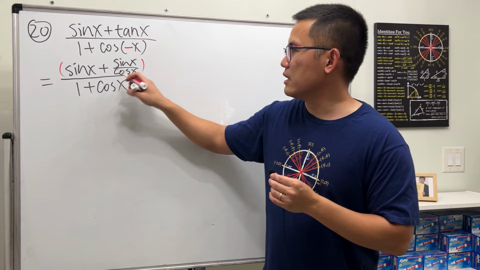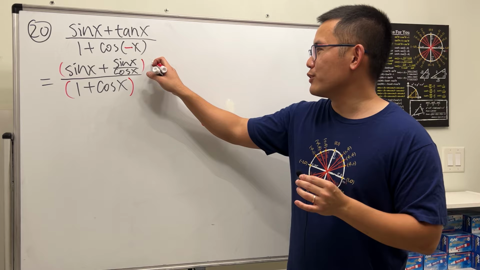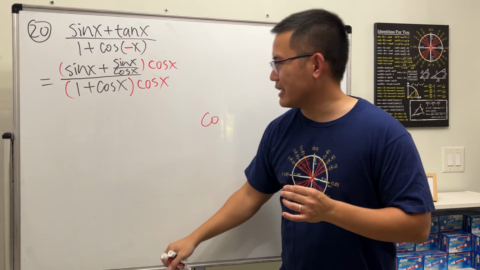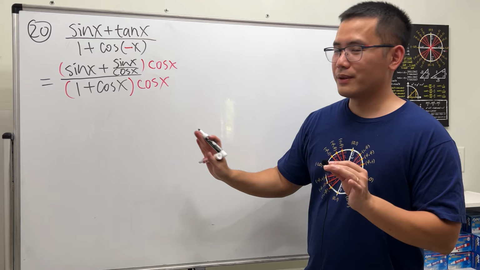Now let's just fix the mixed fraction, multiply the top and bottom by cosine x. I know I have an extremely bad habit when I write cos like that, so I will try to write better. Let me just fix this, cos. All right, there we go. Okay, now check this out.